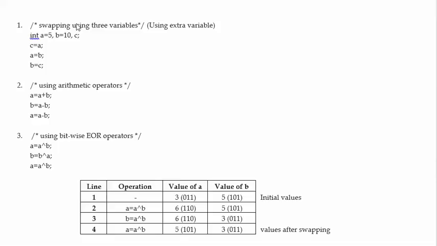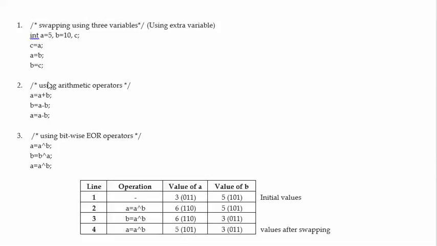The very first way is to use a temp variable or another variable. Suppose I have a equals to 5, b equals to 10, I can use a third variable, let it be c. I can interchange a value from a to c, b to a, and c to b, and I can have the final output. So the flow is in this way. This is the simplest technique that we have ever used.